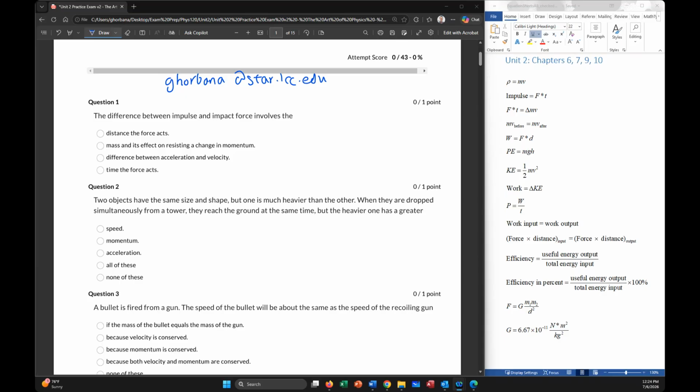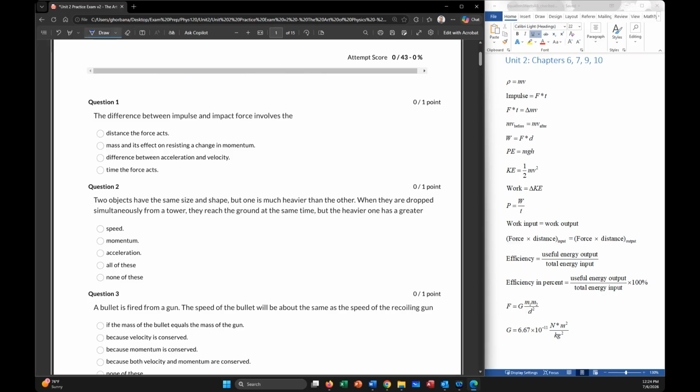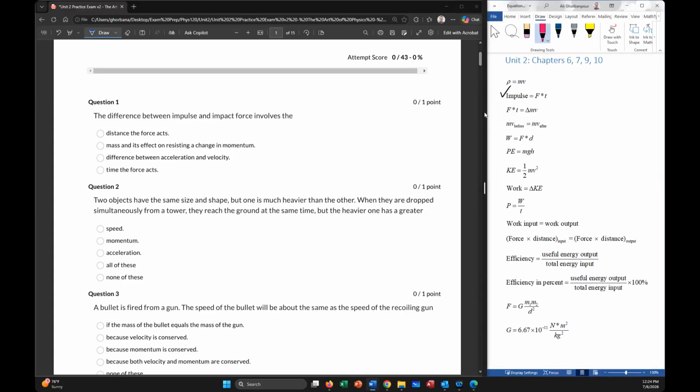We start with question number 1. I have the formula sheet on the right side, so I go back and forth if we need it. Question number 1 is asking about the difference between impulse and impact force involved. I look at the formula sheet. The first one is rho equals mass times volume. The second thing is impulse. I just thought it is talking about the impulse.